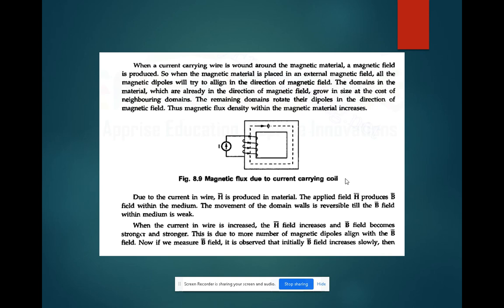The dipole which is growing in size will grow with respect to the neighboring domain. The magnetic flux density generated due to the increase in the magnetic material will be calculated based on the relationship B vector equal to mu times H vector. In this manner you relate the magnetic flux density with the magnetic field intensity. Flux density is different, and magnetic field intensity is different.